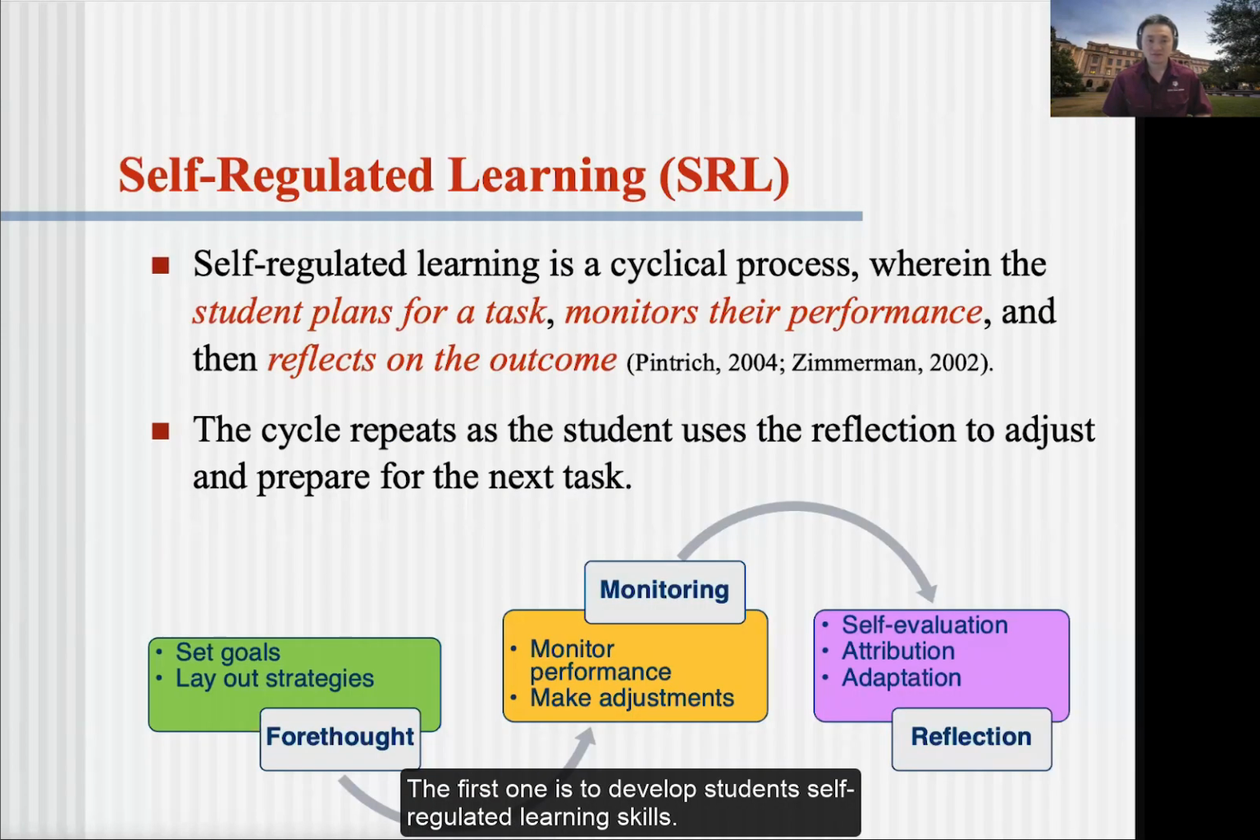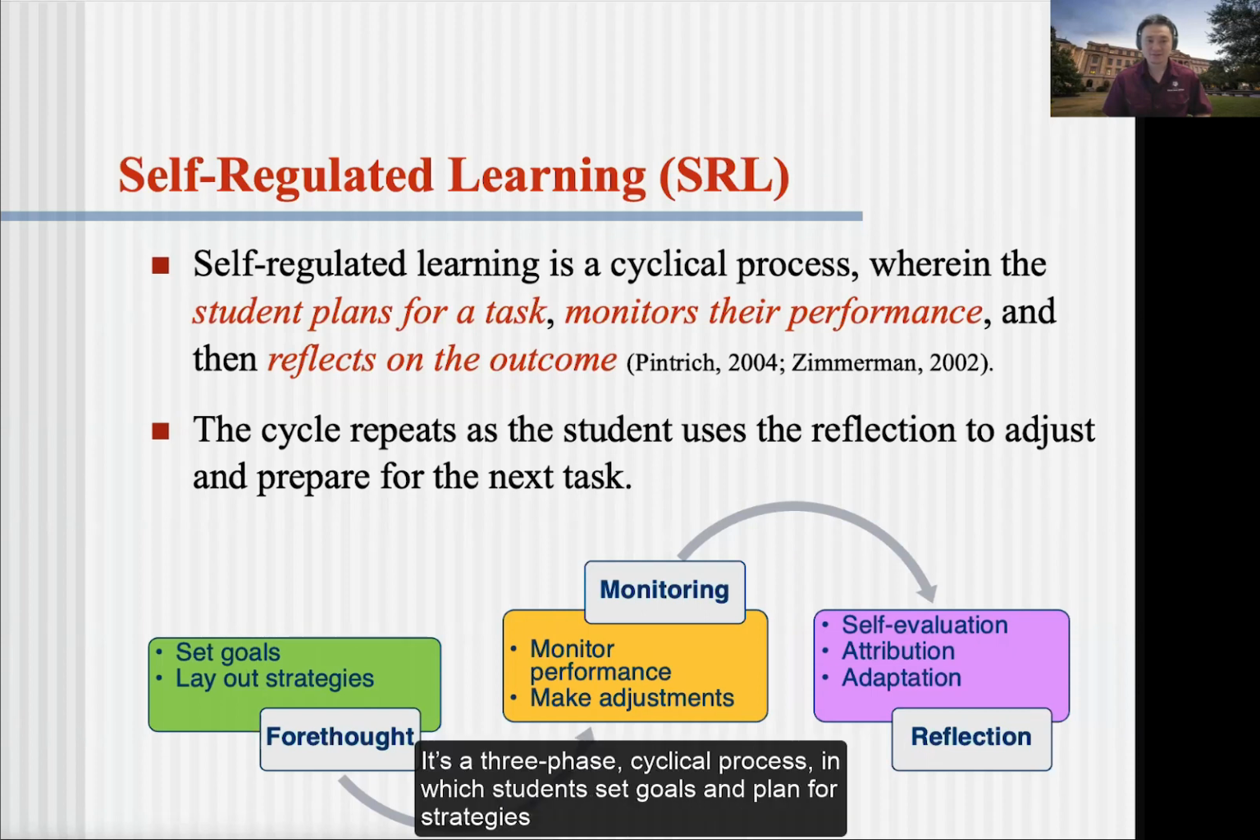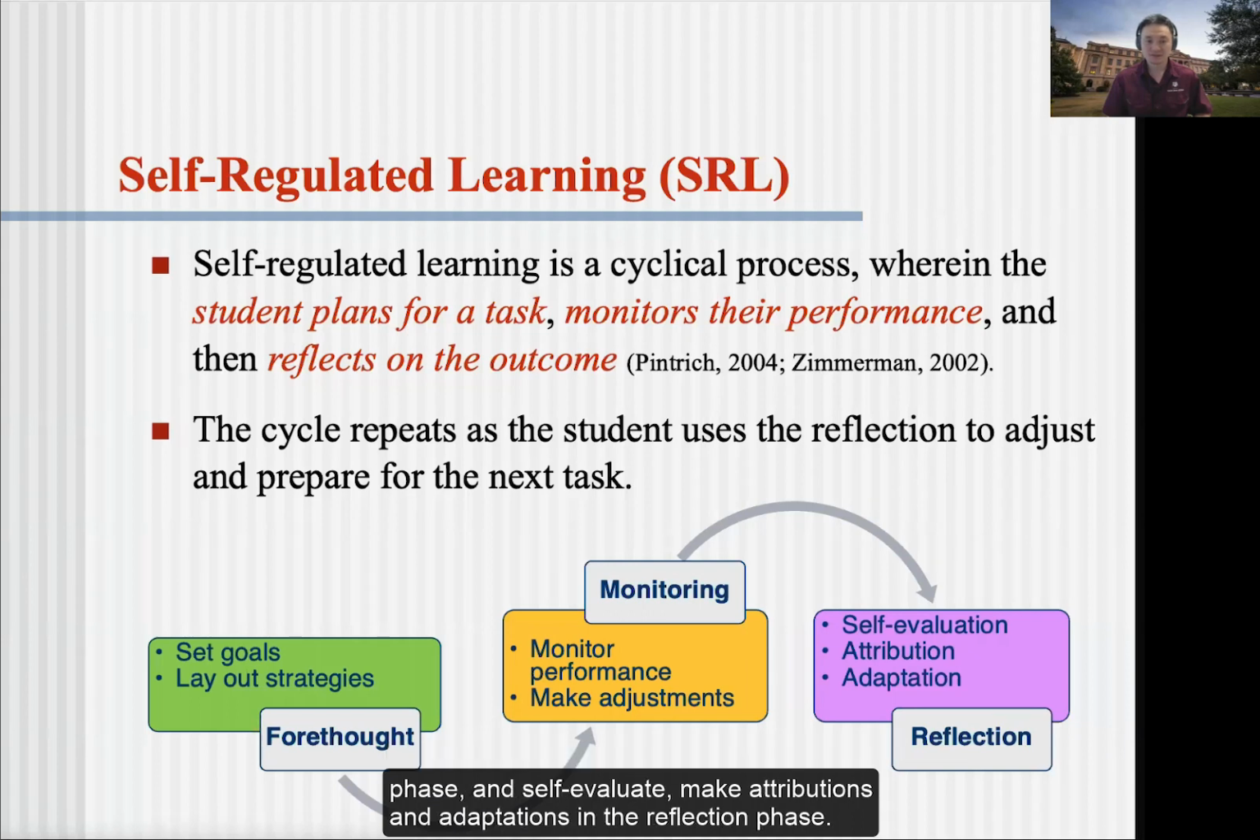The first one is to develop students' self-regulated learning skills. Self-regulated learning is one of the most important learning outcomes besides the content knowledge in my class. It's a 3-phase cyclical process in which students set goals and plan for strategy use in the forethought phase, monitor their performance and make adjustments in the monitoring phase, and self-evaluate, make attributions and adaptations in the reflection phase. What students learn from the reflection phase prepares them for the next learning cycle.